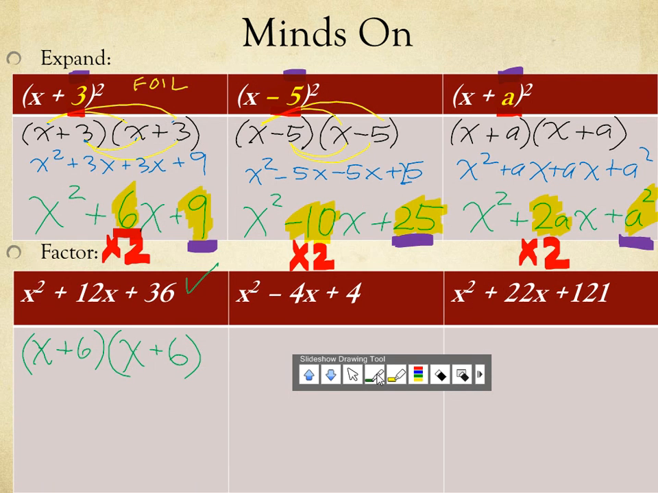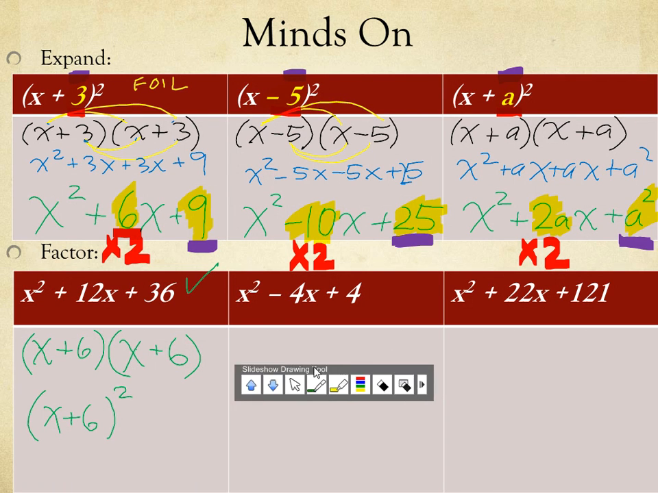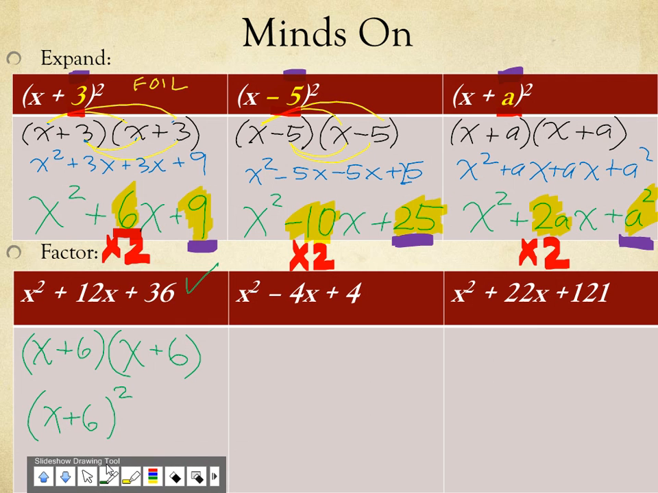Okay, so that's our factored form, but since these two brackets are exactly the same, I could rewrite that as (x + 6)². Instead of saying x plus 6 times x plus 6, I could just say x plus 6 squared, meaning there's two of them being multiplied.